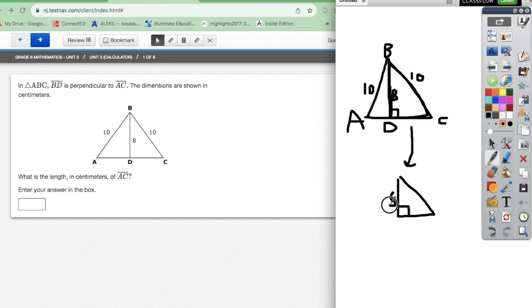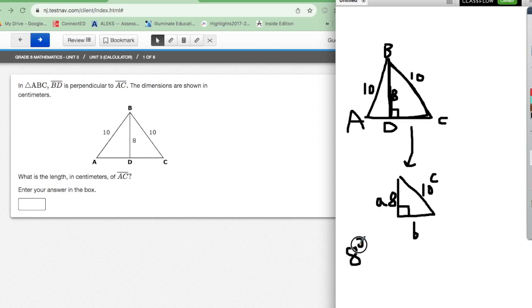So I have 8, I have 10, and then I have this missing measure. Remember that with Pythagorean theorem, this is like A, B, and C. So I need to set this up properly. A squared, so 8 squared, plus B squared equals C squared.